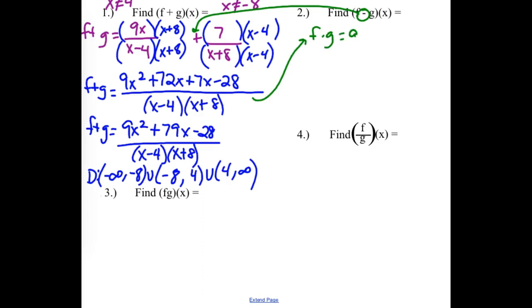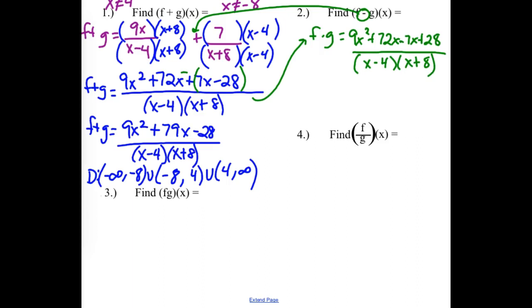We're going to have a 9x squared plus 72x. That would still be the same. But now, if we subtract all of this, we're going to subtract a 7x. And we're going to actually add a 28. Is everybody okay with that? We don't want to create more work if we don't have to.